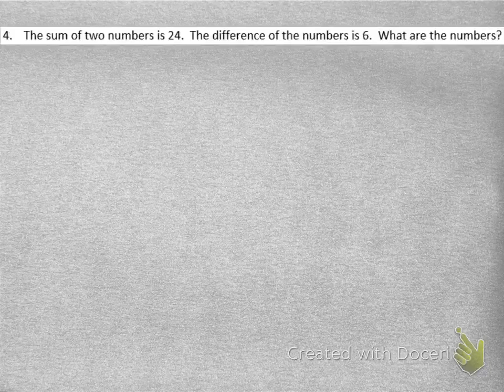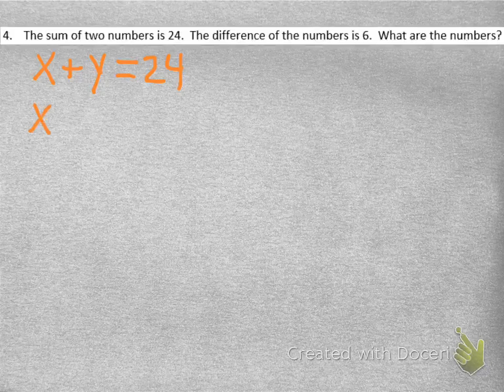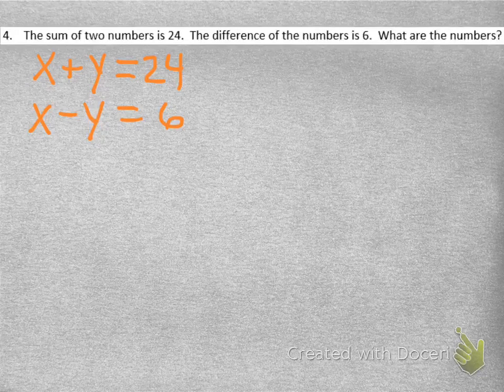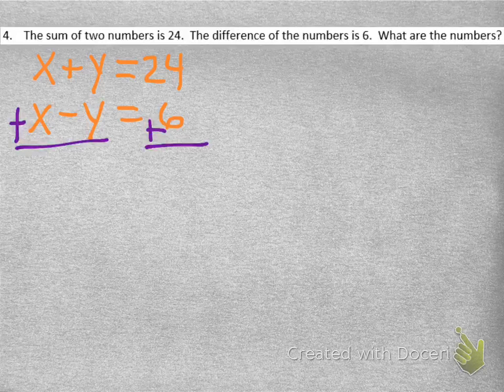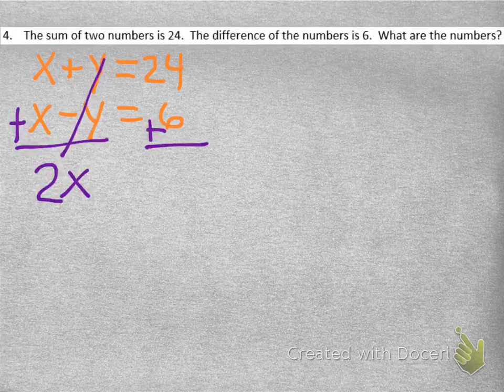Here we've got to also translate them. First sentence, sum of two numbers is 24. We don't know what those numbers are, so we'll let the first number be x, the second number be y. Sum means add. The difference of the numbers, difference means subtract, is 6. What are the numbers? We already have opposite coefficients on the y. 1y and negative 1y are opposites. Now when we add these together, 1x plus 1x is 2x. The y's are eliminated. And then we get 30 over there.